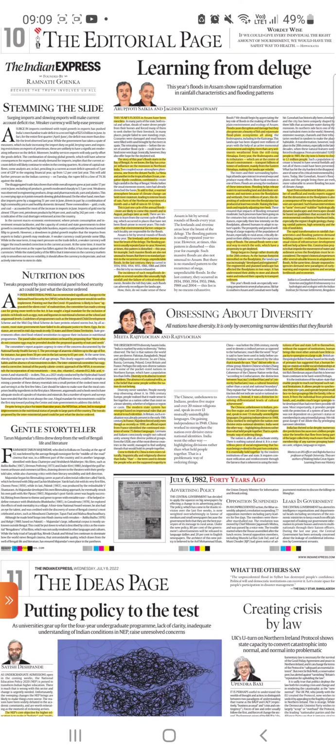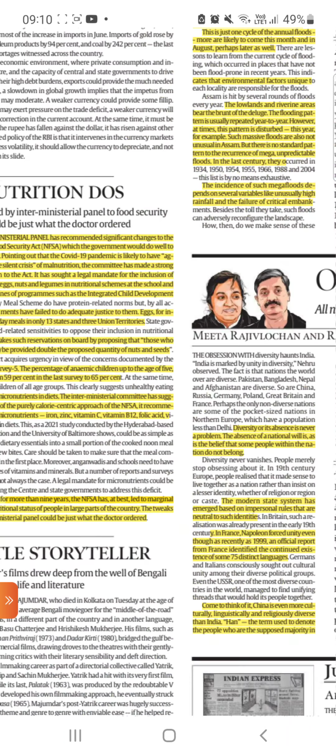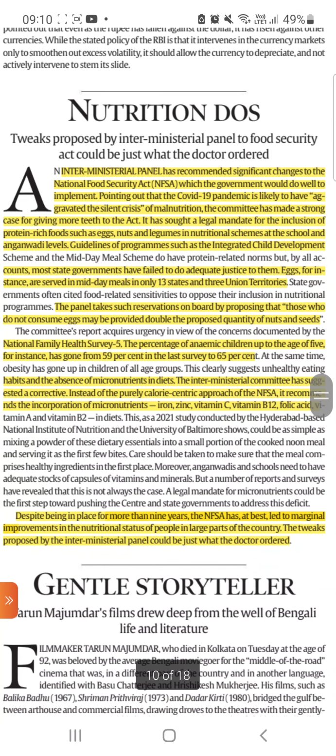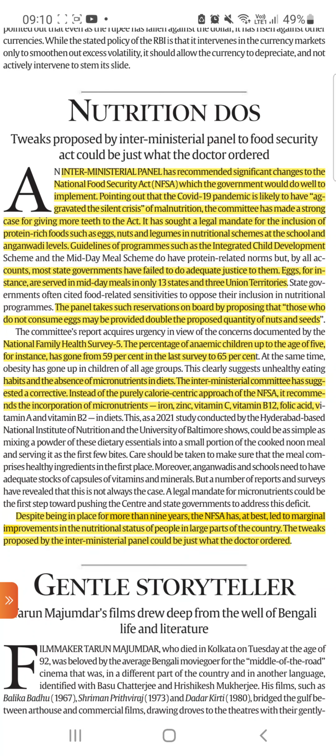Next article that we are moving into is related to nutrition. This article is related to governance, GS2. You have to know about the recommendations of the interministerial panel, significant changes to the National Food Security Act, NFSA, and why they are needed. You have to know that. Let us see the article in detail. The interministerial panel has recommended significant changes to the National Food Security Act.